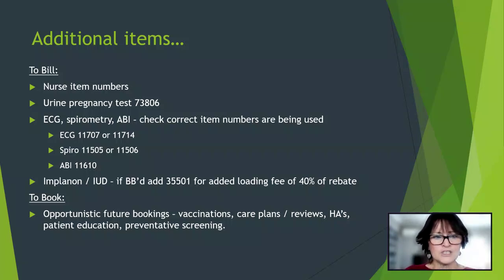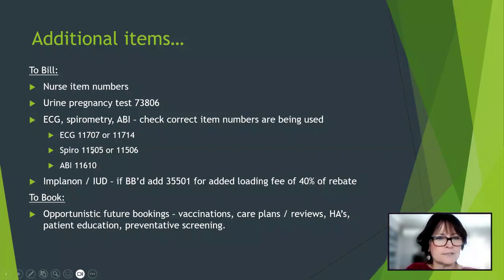All the additional in-house things that we might be doing, like ECGs, spiros, ABIs, make sure that you're using the correct item numbers. These conversations happen a fair bit in the chat rooms and in mentoring sessions and stuff, that the wrong item number is being used. So make sure you double check your item numbers, because they do change from time to time. But you want to make sure that you're using the absolute correct one for what you're doing in your practice.